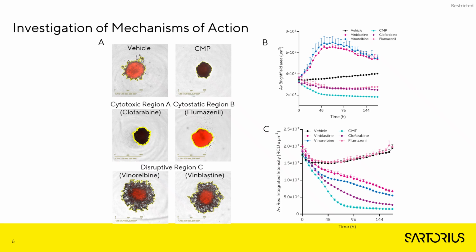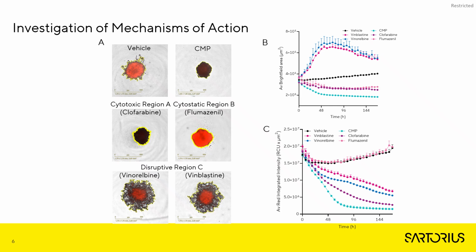Further compound insight. Here are images taken 7 days post-spheroid formation for various treatment groups. The vehicle image shows a compact red single spheroid with some ruffles around the edges, which has been cleanly masked using the integrated spheroid software. In contrast, the CMP-treated spheroid is smaller and has a reduction in visible fluorescence, defining the assay window.